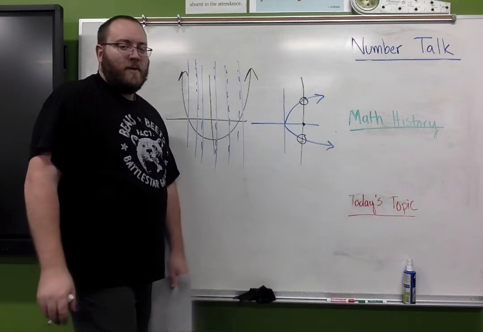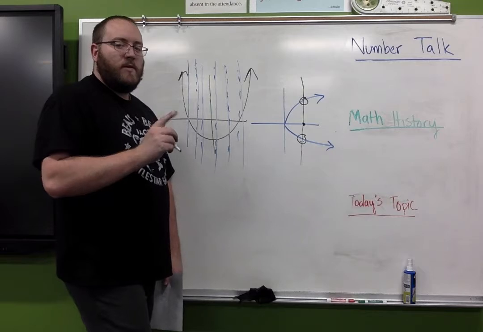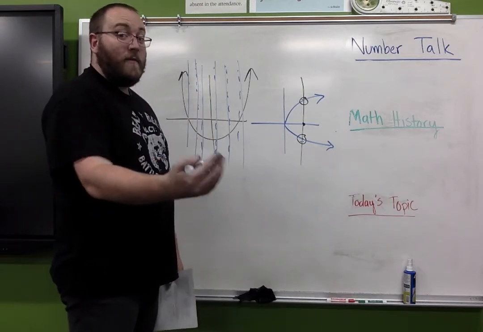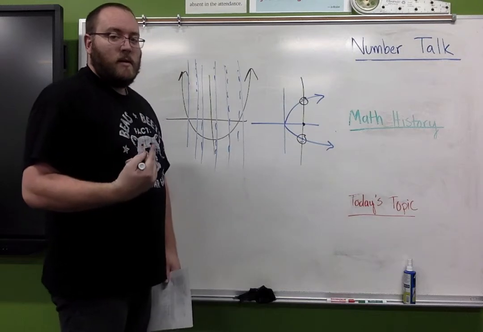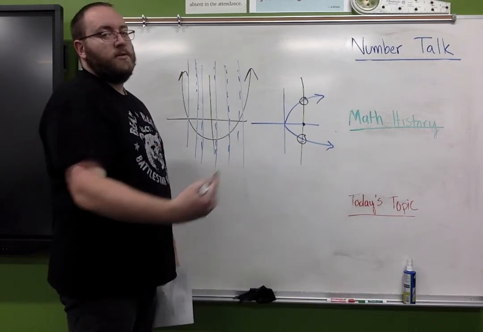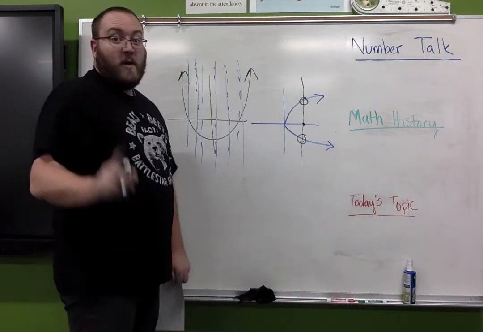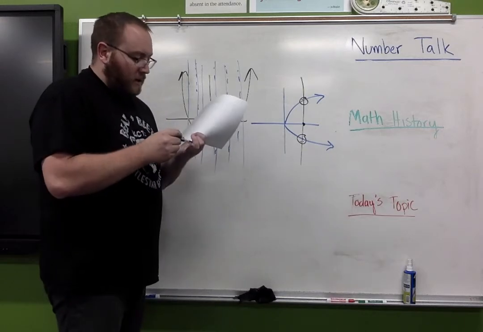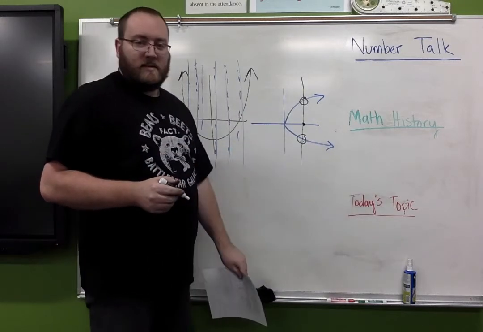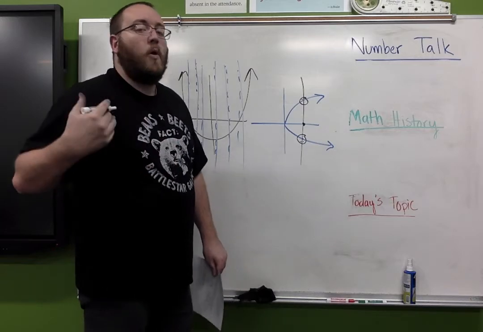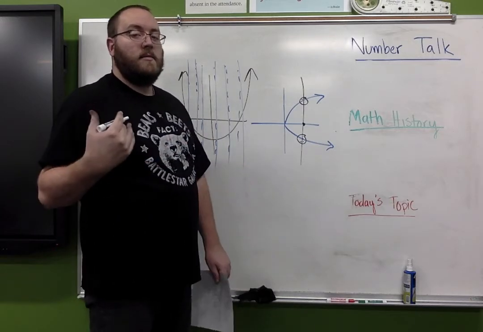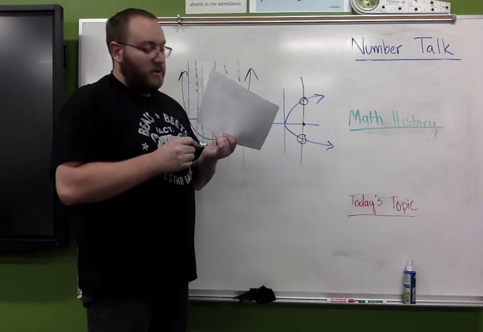Okay? Remember, a function, every x value has only one y value. Every y value can have two x values, but the x values, the inputs, can only have one output. That's a function. Now, one-to-one function. We use the vertical line test to tell if it's a function. If it is a function, we use the horizontal line test to see if it's a one-to-one function.